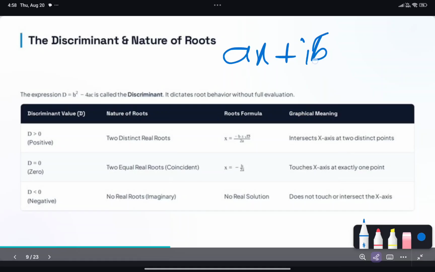Here b is generally a constant. Here a is a constant. Here x is a variable. i is the imaginary value. Some imaginary value. Clear? Any doubt in that?